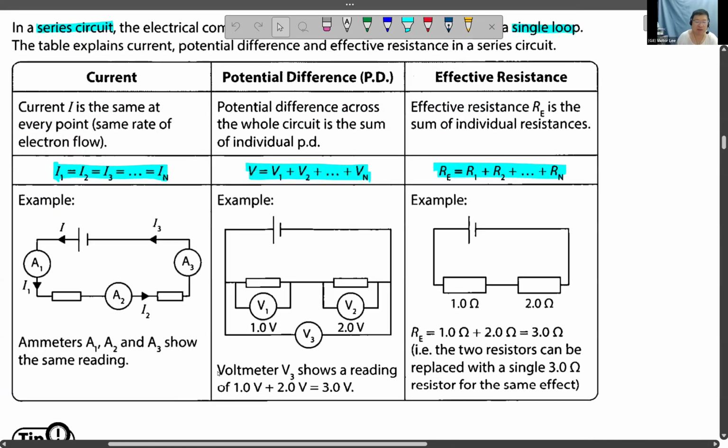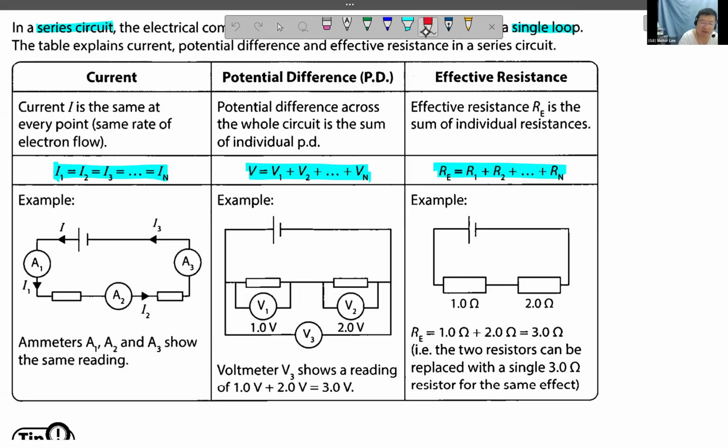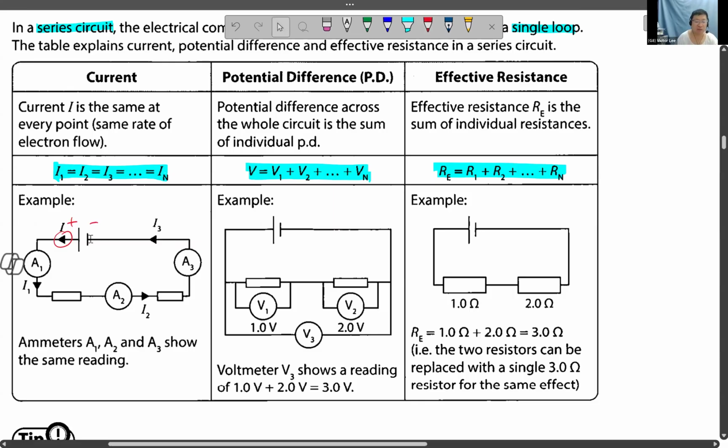So you need to remember that in the series circuit, first of all, the battery: the long side is positive, the short side is negative, and the current comes out from the positive. Always remember, it comes out from the positive, the longer side. In the series circuit, the current is the same throughout because there's no branch. Imagine the current is like water flowing in a drain. If there's a single path, the amount of current is the same throughout.